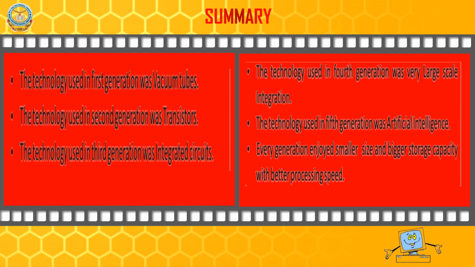Let's summarize the chapter, children. The technology used in the first generation was vacuum tubes. The technology used in the second generation was transistors. The technology used in the third generation was integrated circuits. The technology used in the fourth generation was very large scale integration, and the technology used in the fifth generation was artificial intelligence. Every generation enjoyed smaller size and bigger storage capacity with better processing speed.